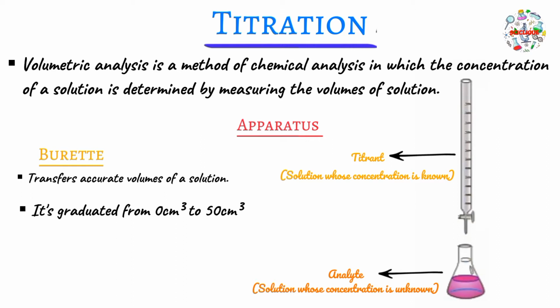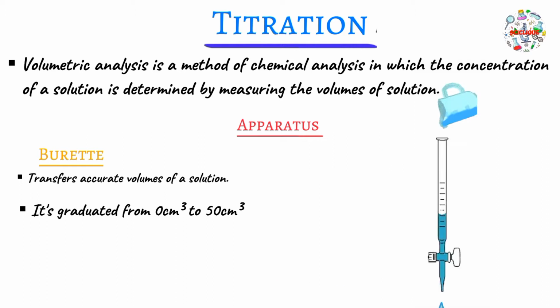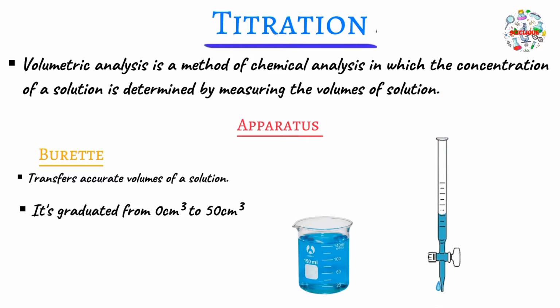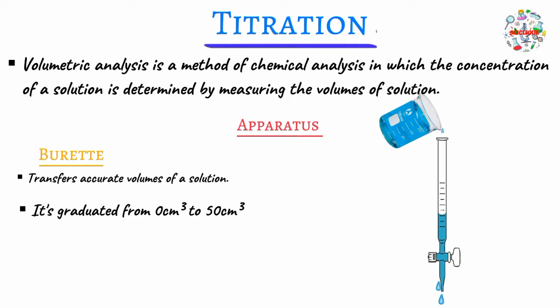So how do you use a burette? Number one, before using the burette, you're supposed to rinse it with distilled water. After this, you're supposed to rinse it with a small amount of the titrant, the solution that you're going to place in the burette, passing a small amount of this solution through the burette. After this, of course, you can then fill it with the titrant.